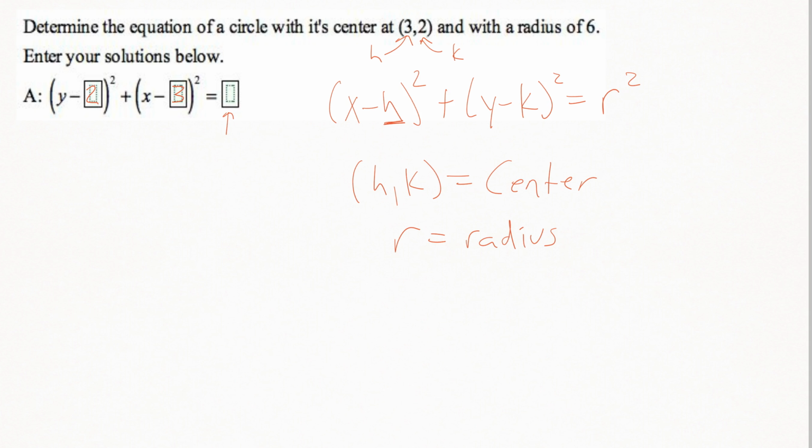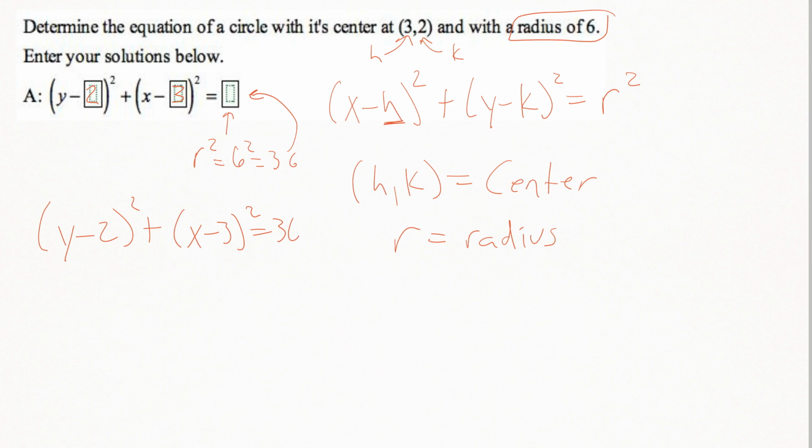In this last box, that's where my radius squared goes, and since my radius in this problem is 6, 6 squared is equal to 36, and so 36 would go into this last box. So our final equation would look like (y minus 2) squared plus (x minus 3) squared equals 36.